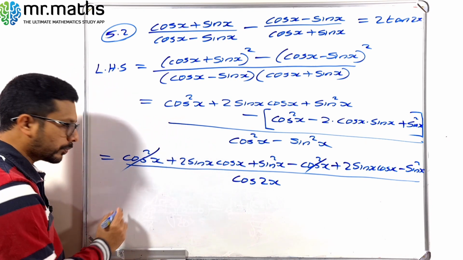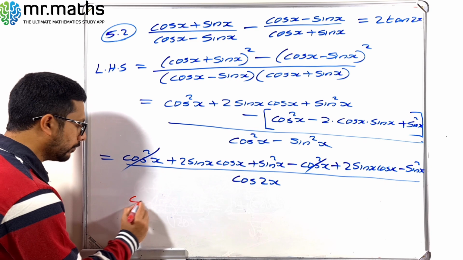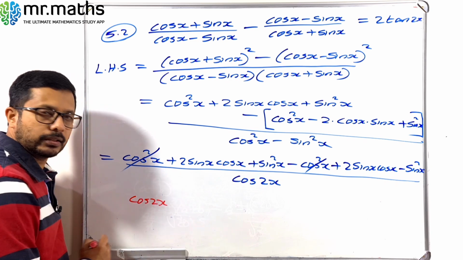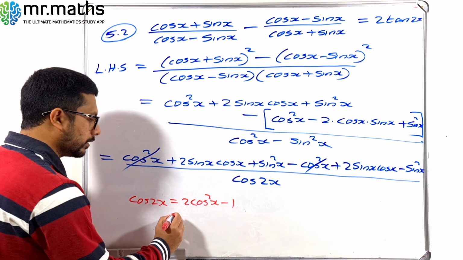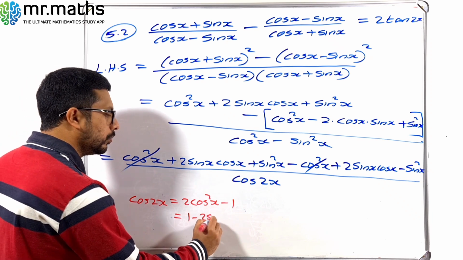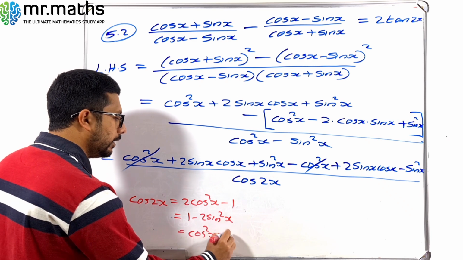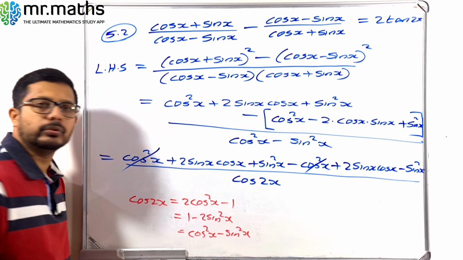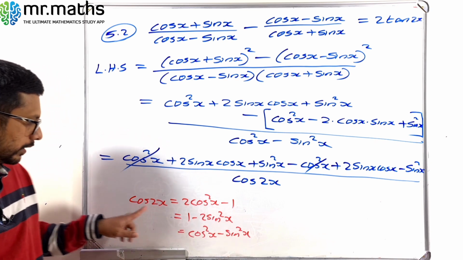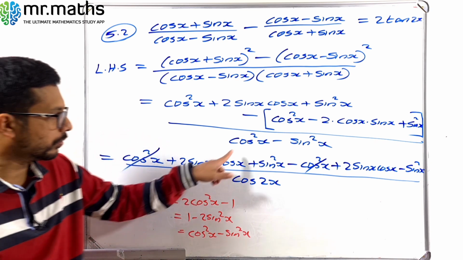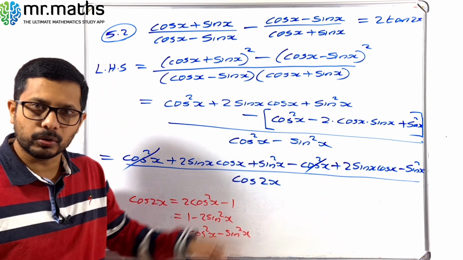What are the expansions for cos 2x? There are 3 expansions, double angle formula, cos 2x. What is the first one? 2 cos squared x minus 1. Second one, 1 minus 2 sin square x. And third one, cos squared x minus sin squared x. You have to know these formulas. So cos squared x minus sin squared x is the same as cos 2x. So instead of this cos squared x minus sin squared x, we can write it as cos 2x.